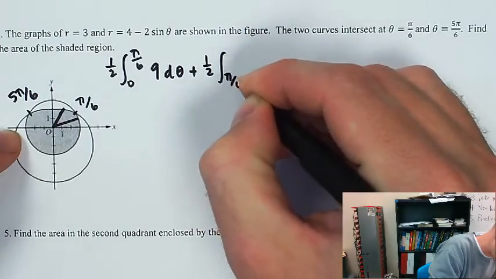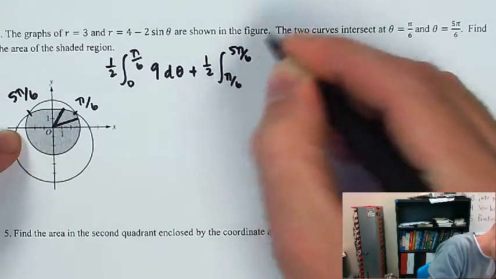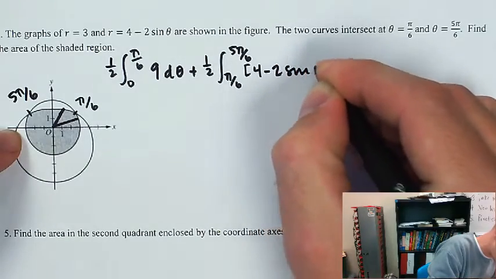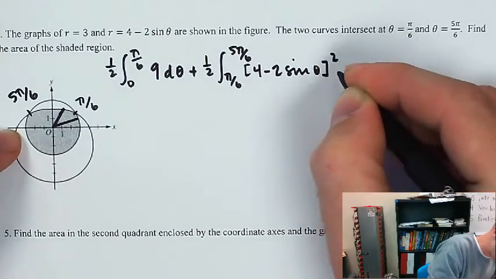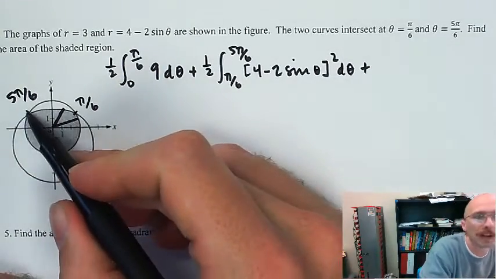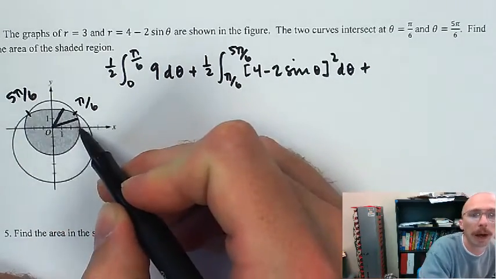1/2 r squared, 4 minus 2 sine theta squared d theta. And then the third piece is going to be from 5 pi over 6 all the way over to 2 pi.